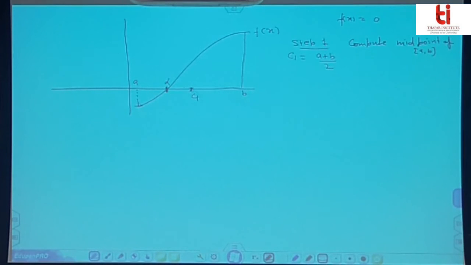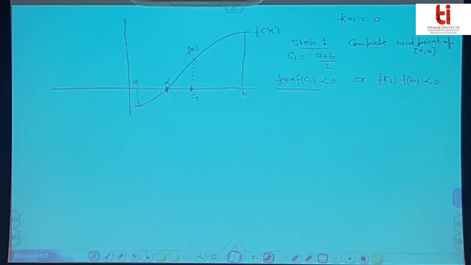So this is the midpoint C1, and we'll check f of C1. The function value at C1 will be this, f of C1. Now we'll check whether f of A into f of C1 is less than 0, or f of C1 into f of B is less than 0. C1 is the midpoint of the interval AB. At least one of the conditions will hold. If f of C1 is equal to 0, then C1 is the root.